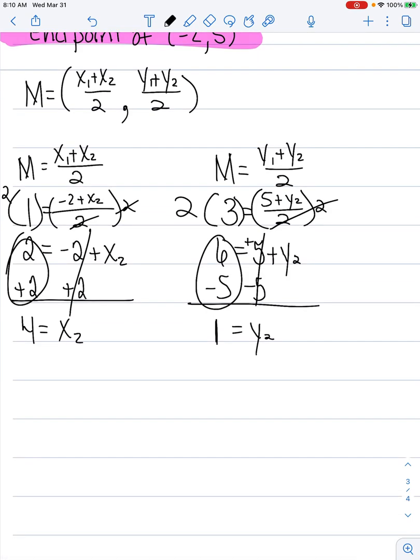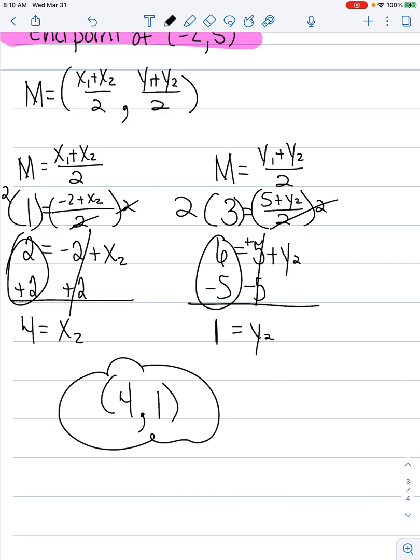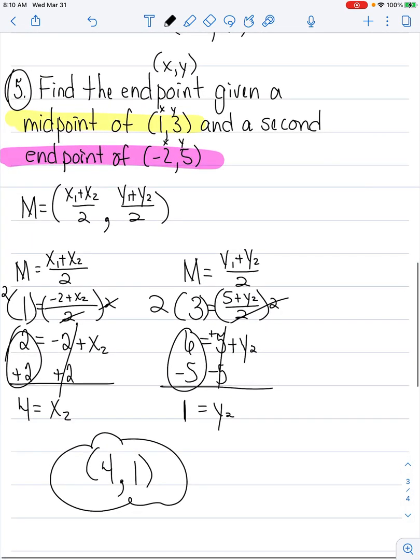So what is my other endpoint? It is 4, because that's my x value, 1, because that's my y value. So that is how you use the midpoint formula to help you find a missing endpoint.